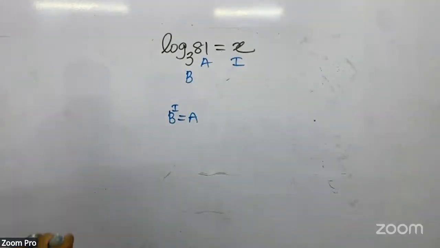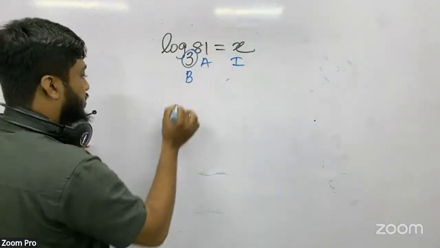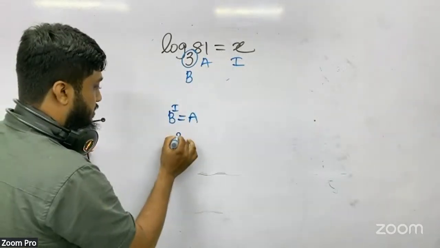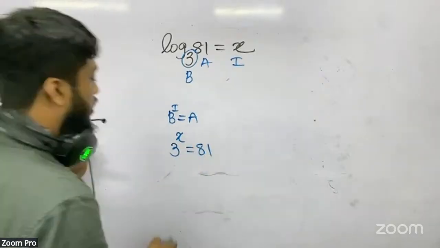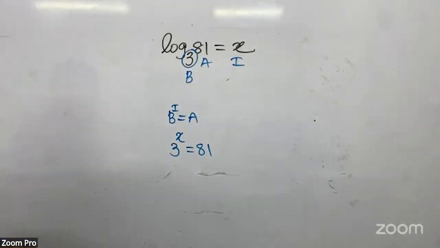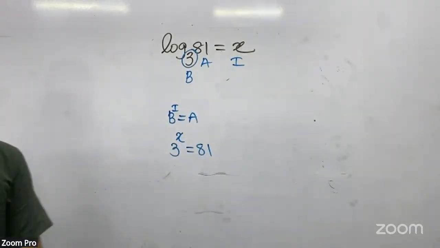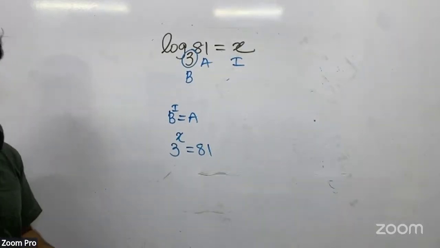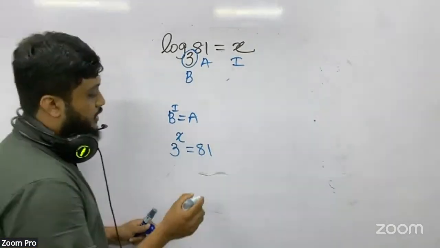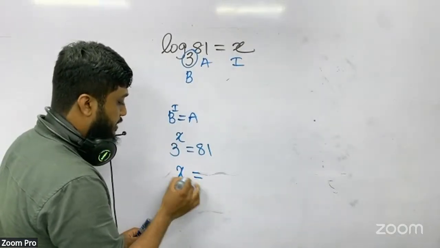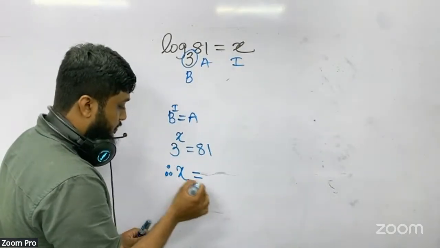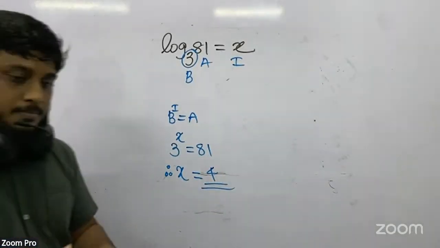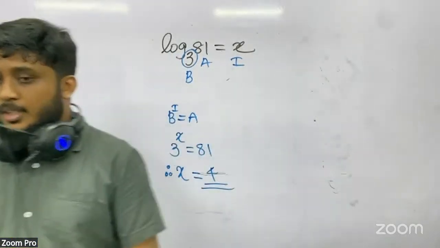So what is the base? The base is 3. The index is x. The answer is 81. Now you have to say, 3 to which power is 81? 3 to the power 4 is 81. Therefore, x is 4. Is it clear? Right, nice.